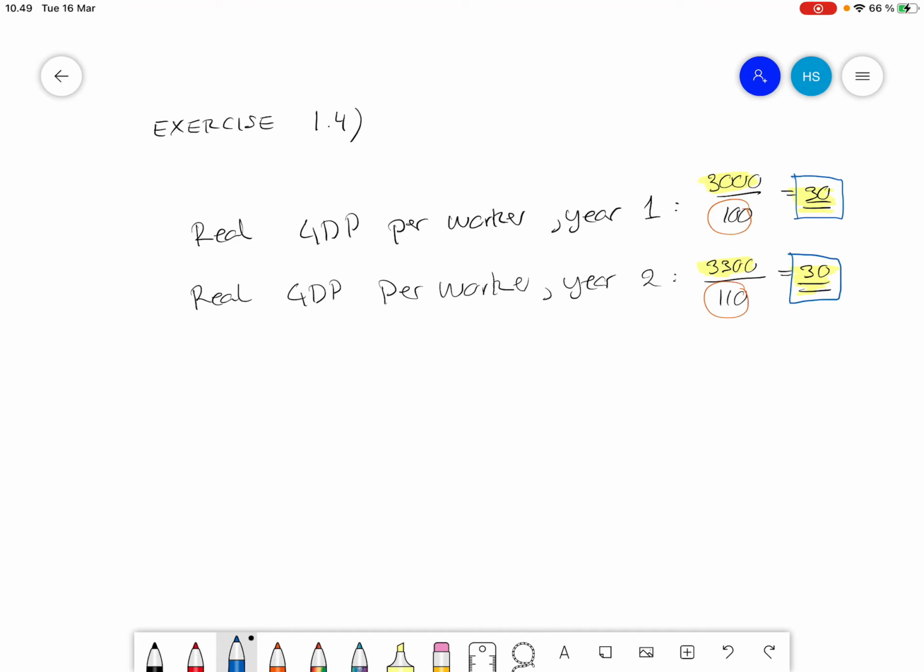What is the labor productivity growth between year one and year two in the whole economy? Well, the labor productivity growth is the growth rate or the change in the real GDP in per worker from one year to another. So the labor productivity growth, let's call this a growth rate, subscript L for labor productivity growth, will be real GDP in per worker terms in year two over real GDP in per worker terms in year one minus 1 times 100%.